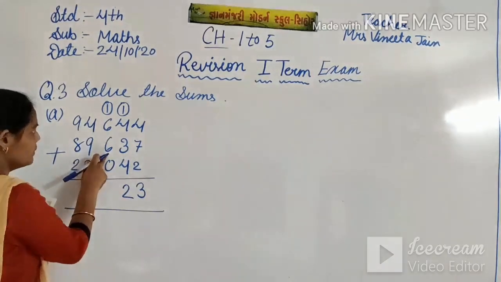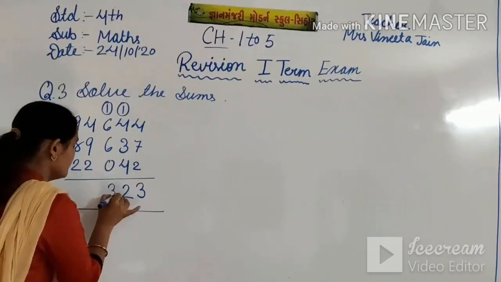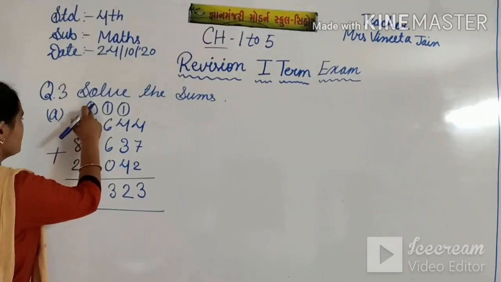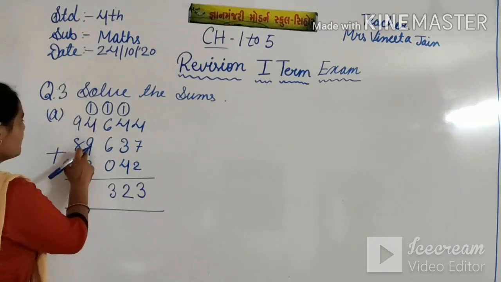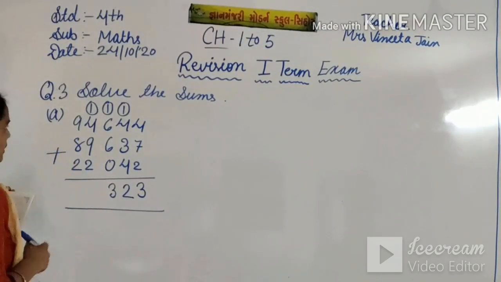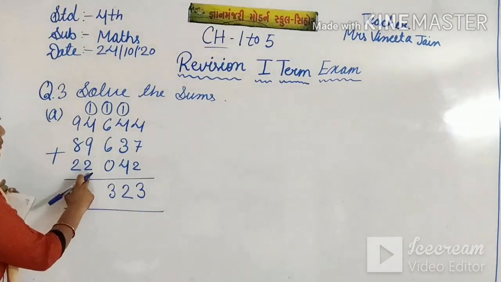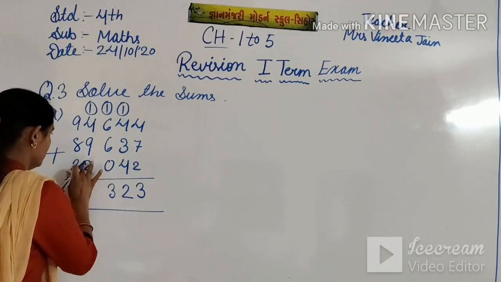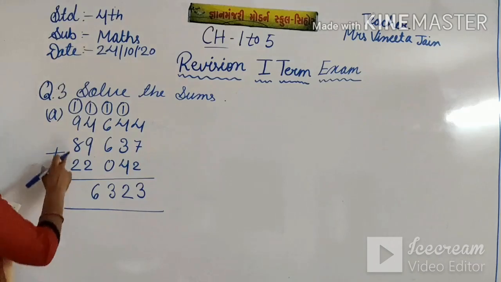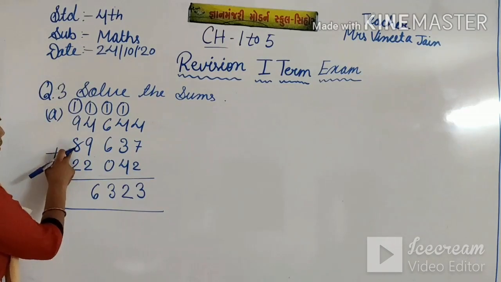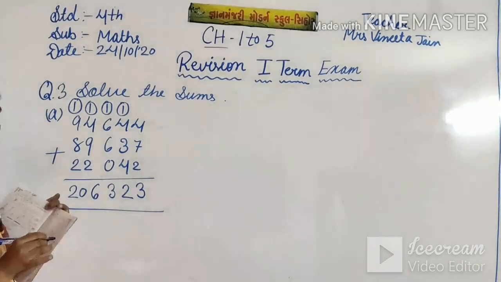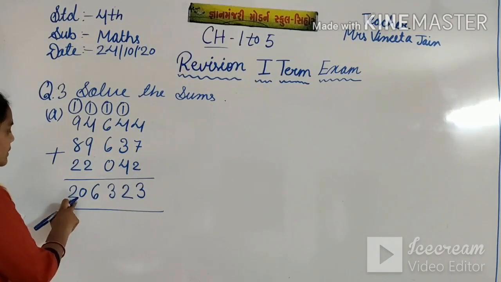6 plus 6, 12. 12 plus 1, 13. So we will write 3 here and carry 1 to the next column. Then 4 plus 1, 5. 5 plus 9, 14. 14 plus 2, 16. We will write 6 here and carry over 1 to the next column. 9 plus 1, 10. 10 plus 8, 18. 18 plus 2, 20. So we will write 20 here. Okay, so we will get the answer.